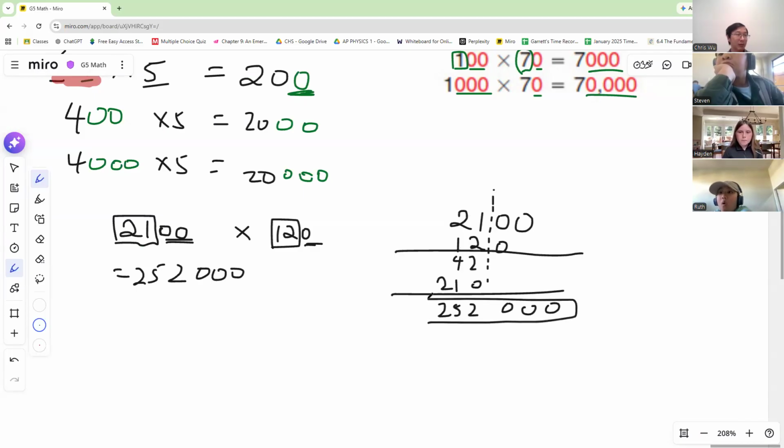So this is one way, a modified way of doing the vertical multiplication when you have zeros at the end of a bunch of numbers. Okay, so that's what you can do. Ultimately, it's the same idea. If you have zeros, you can kind of ignore them for a little bit and then add them back later. Okay, so that's what we were doing.